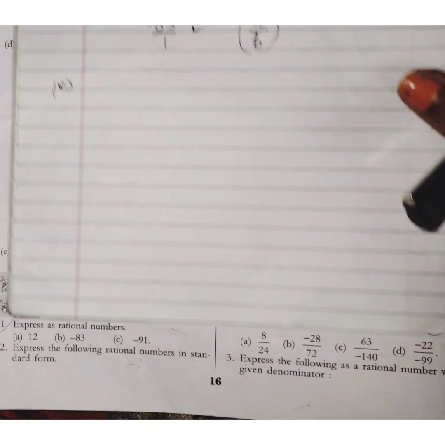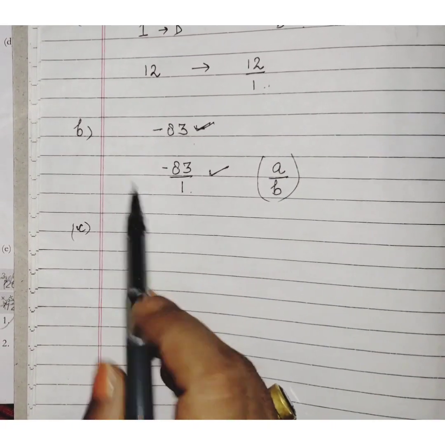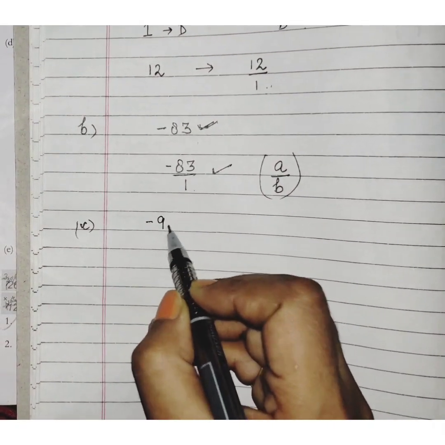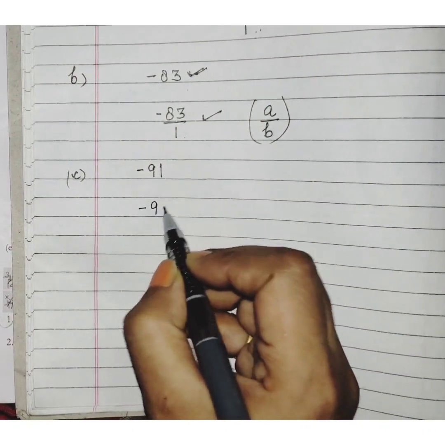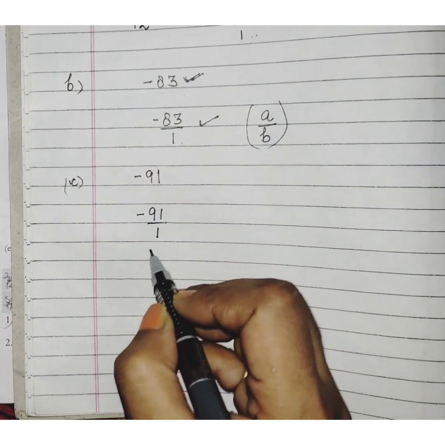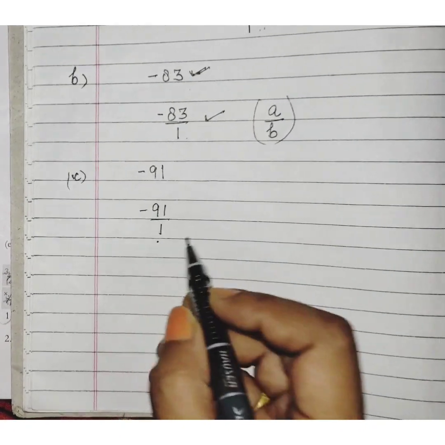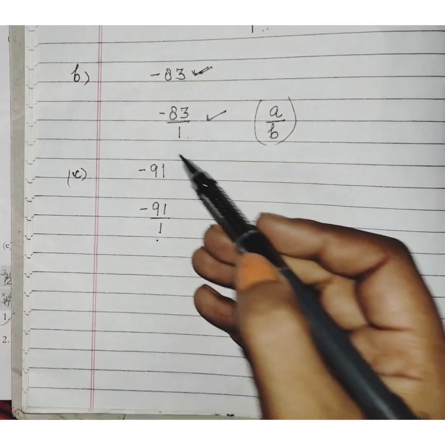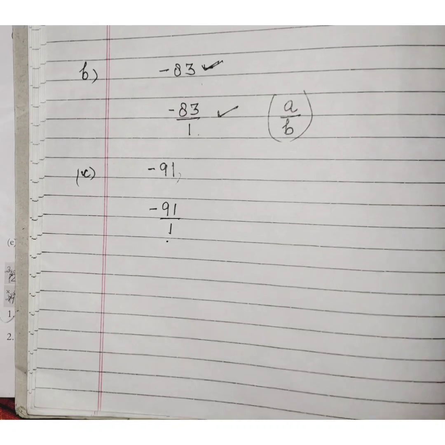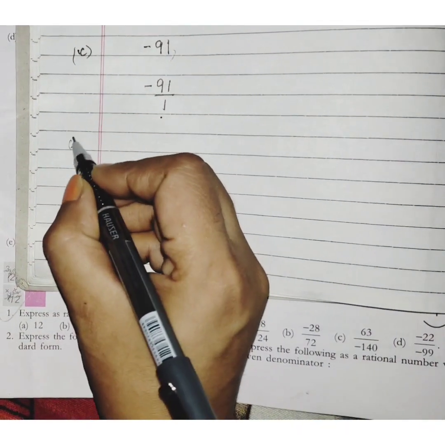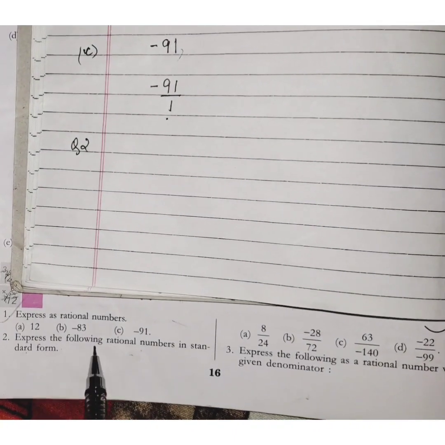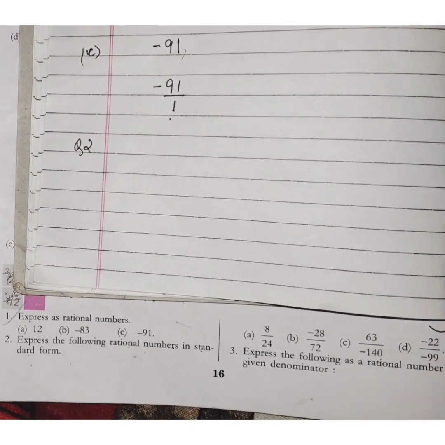Minus 91. So just like B part we have done, the same way we have to do this part also. Minus 91 upon 1. In denominator you will write 1 and in this way you will convert all the given number into rational number. Now our second question is express the following rational number in standard form.